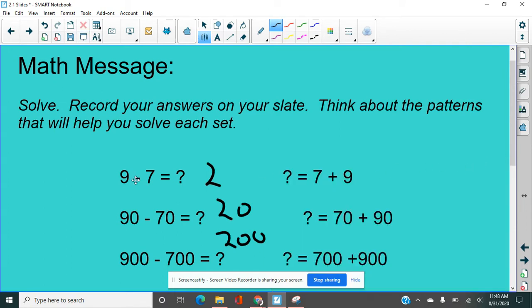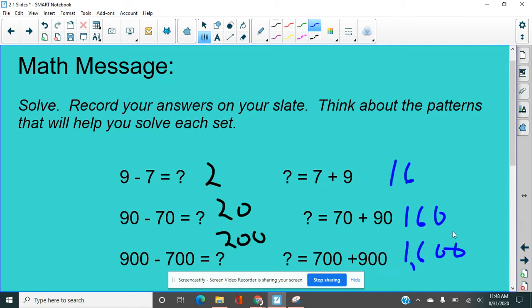Now we were subtracting. Now let's add. What pattern do you see here? All right, well, first you had to find out the answers. So 16, 160, 1,600. And so the same pattern applies. We're adding a zero each time because we're increasing the place value.